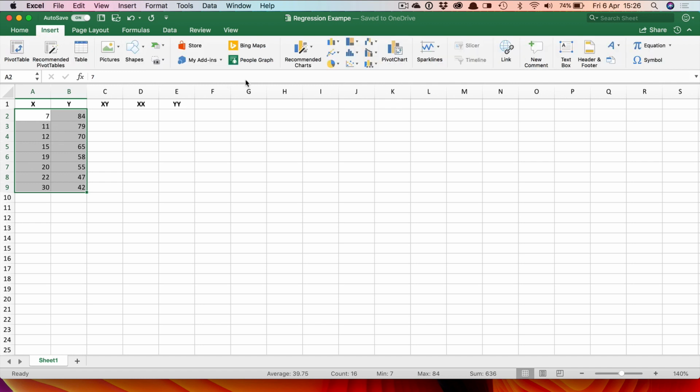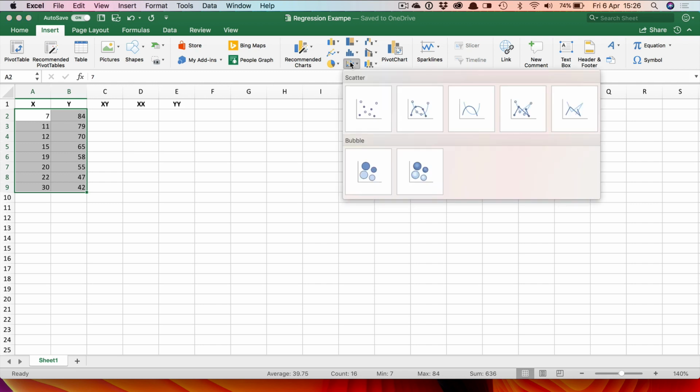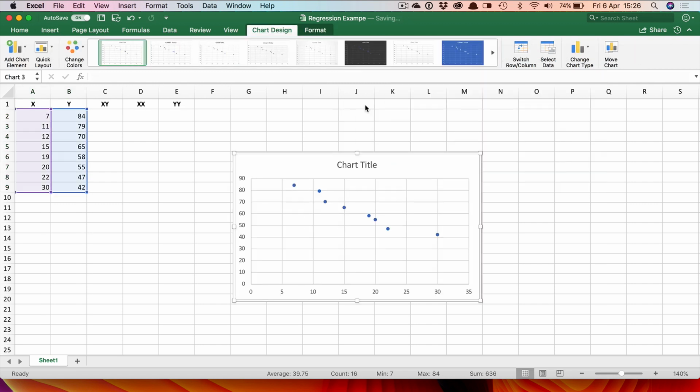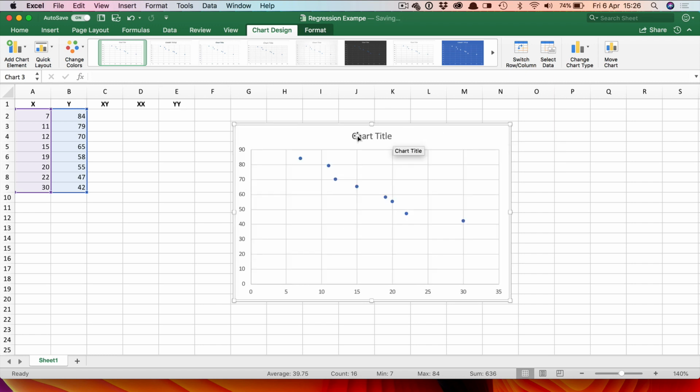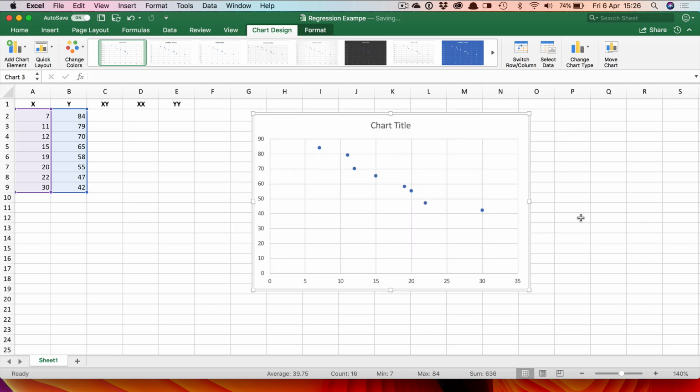So going to the insert menu and choosing to draw a scatter graph with just the points, here we have the scatter graph. Now of course you would need to tidy this up by putting a proper title in and labeling the axes according to the two variables. This of course is the X variable and the Y variable. I won't do that here to save time.